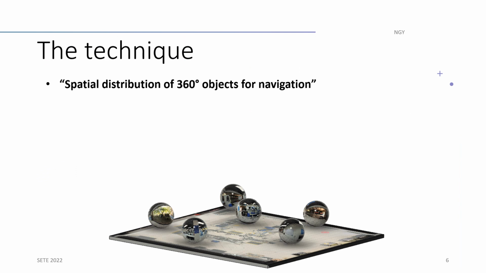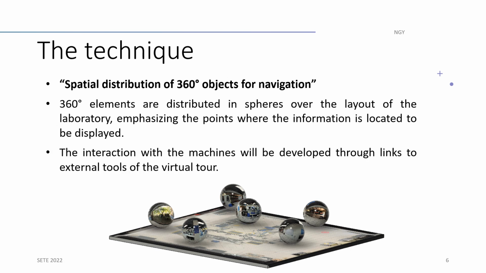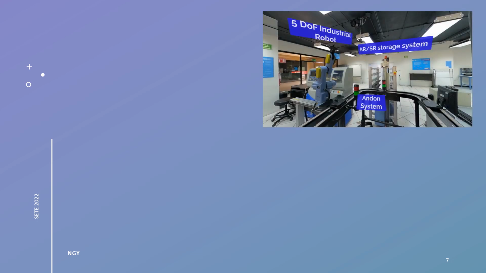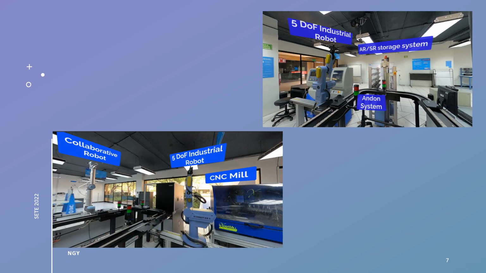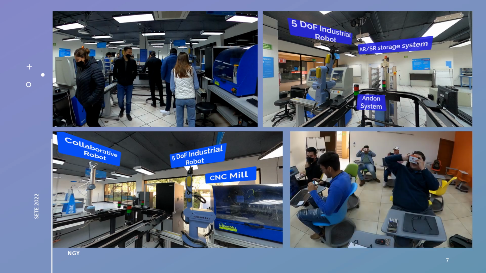We named the technique used spatial distribution of 360 objects for navigation. 360 elements are distributed in spheres over the layout of the laboratory, emphasizing the points where the information is located to be displayed. The interaction with the machines will be developed through links to external tools for the virtual tour. The following images show some captures for the 360 virtual tour, the interaction of some students in the real laboratory spaces, and the interaction with this tool accessed by cardboard devices.